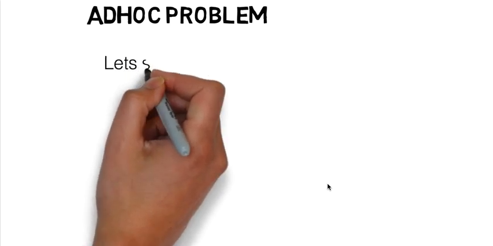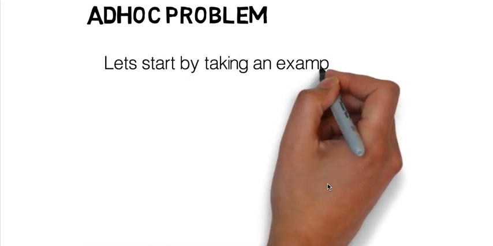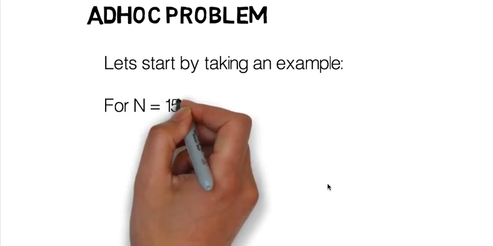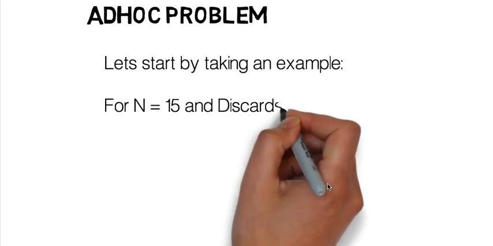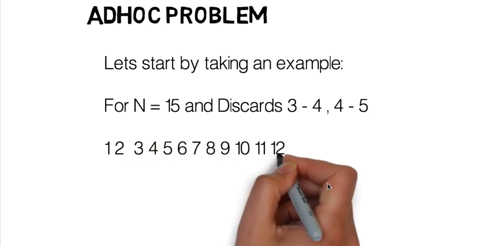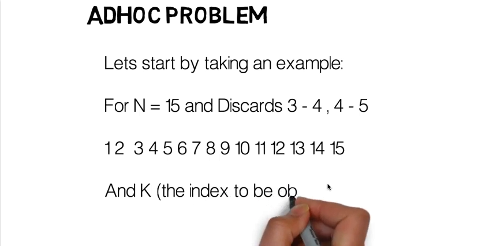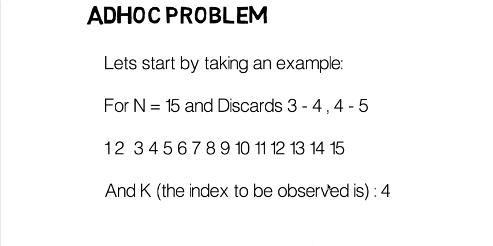So let's take an example and try to understand how this works. Let's say n is equal to 15, and the discards given are 3 to 4 and 4 to 5. So our initial sequence looks like this. And let's say the index to be observed, that is k, is equal to 4.